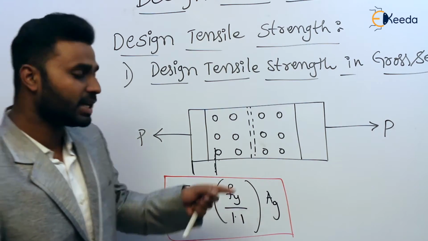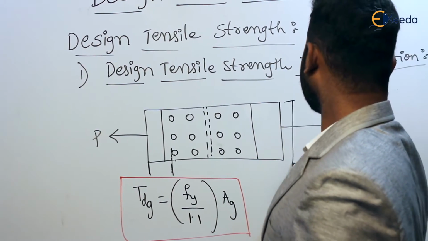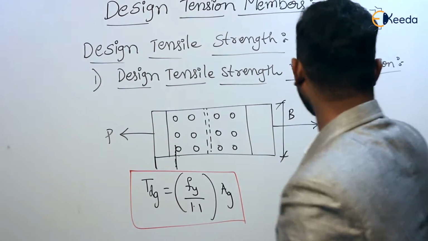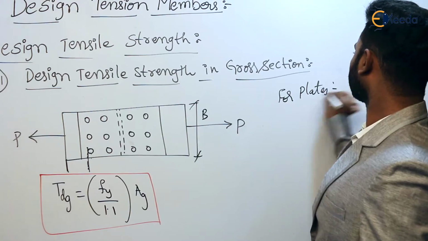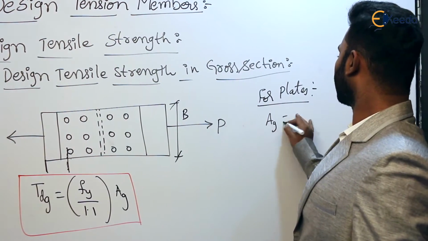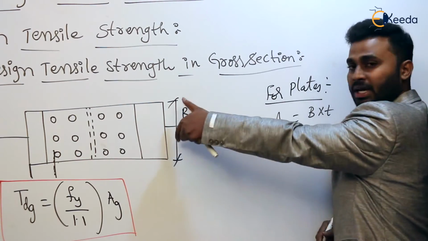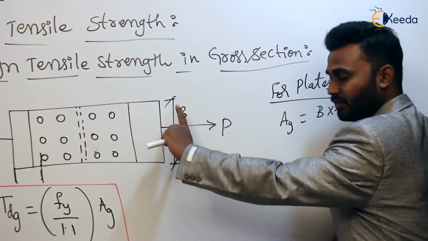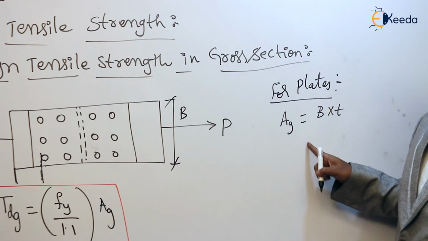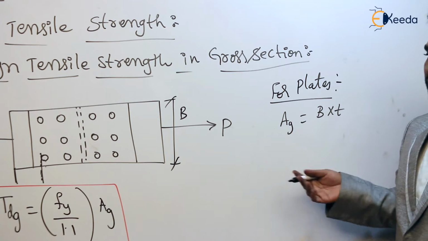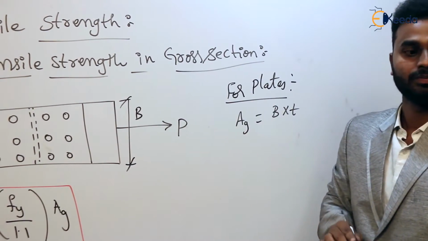So for plates, what is the area? If we take a plate, this is B. For plates, Ag is nothing but B into T, that's it. This is the width B, and the thickness is perpendicular to the board, that is the area which is undergoing tension. So that is the gross area, B into T. Clear, very simple thing. So this is the design tensile strength in cross section yielding.